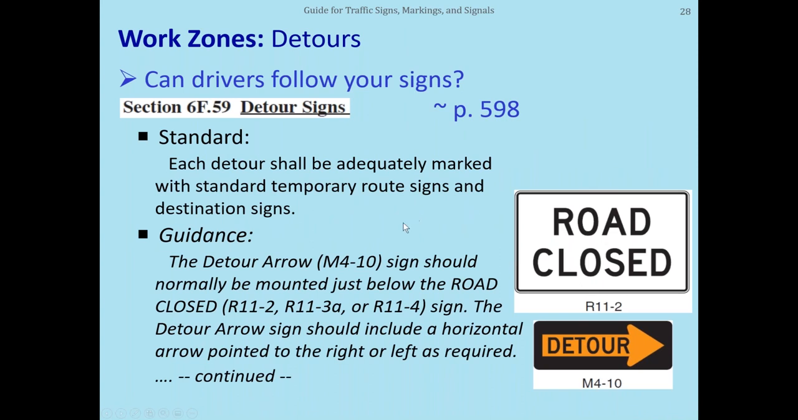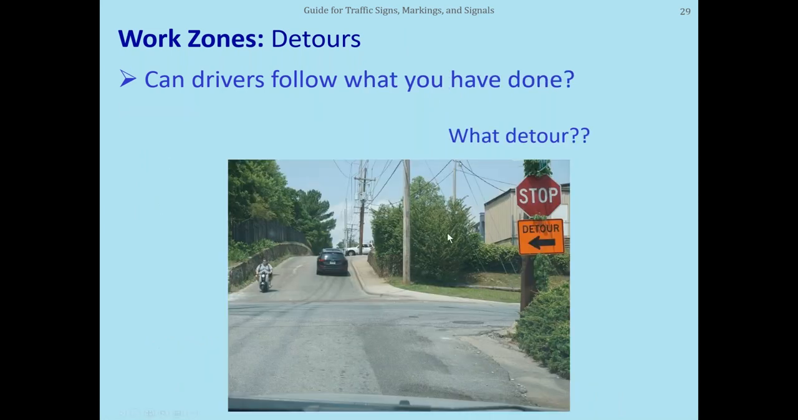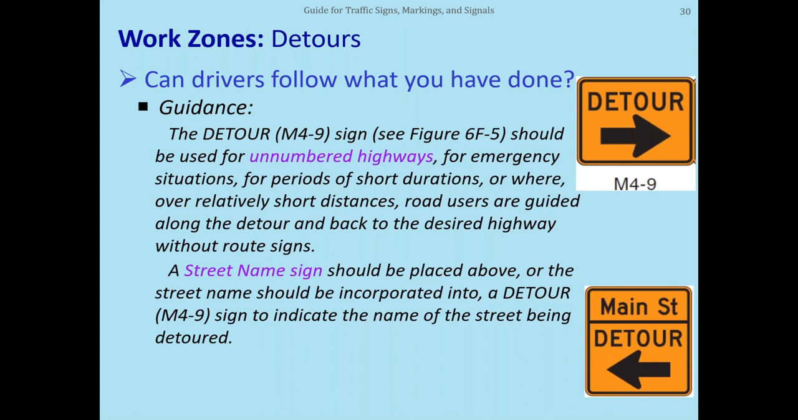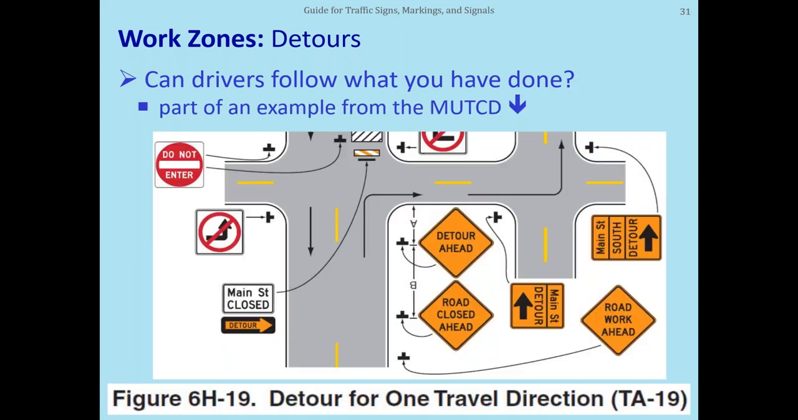Detours. Can drivers figure out what you have detoured? How about this? What detour? Does this really give drivers the guidance they need? The manual is showing not only a detour sign, but enough information to tell the driver just what road is being detoured. Here's one of the many example drawings from Part 6 showing a layout to give you guidance on how to implement your detour that goes with your road closure. Part 6 has many, many drawings to give you examples to help you figure it out.